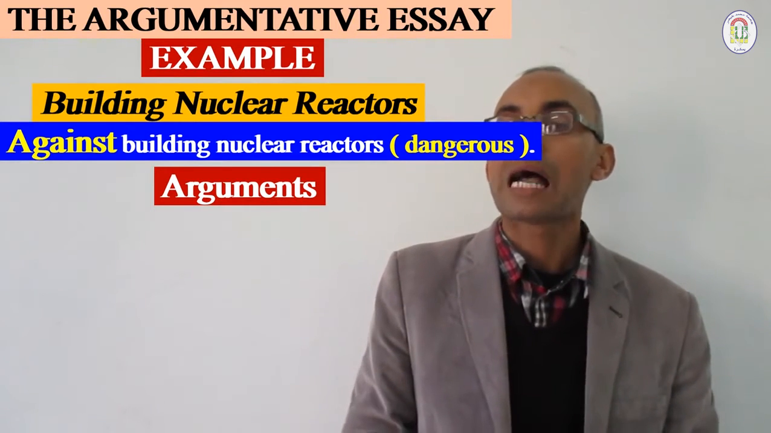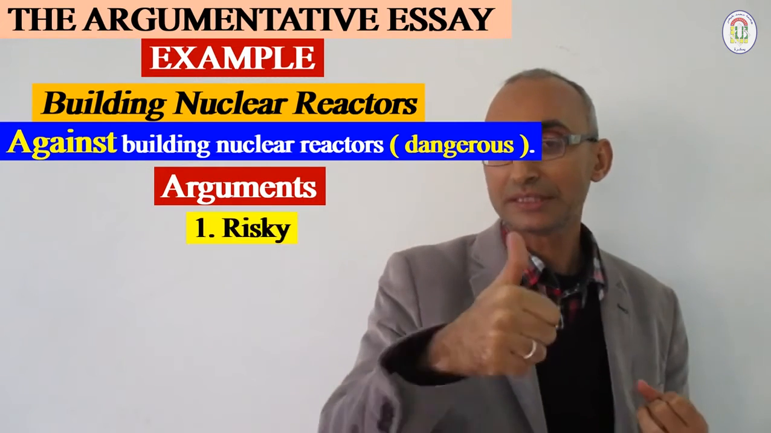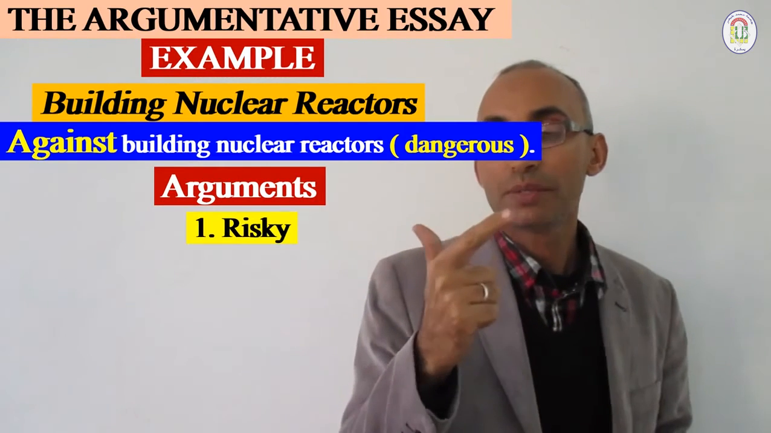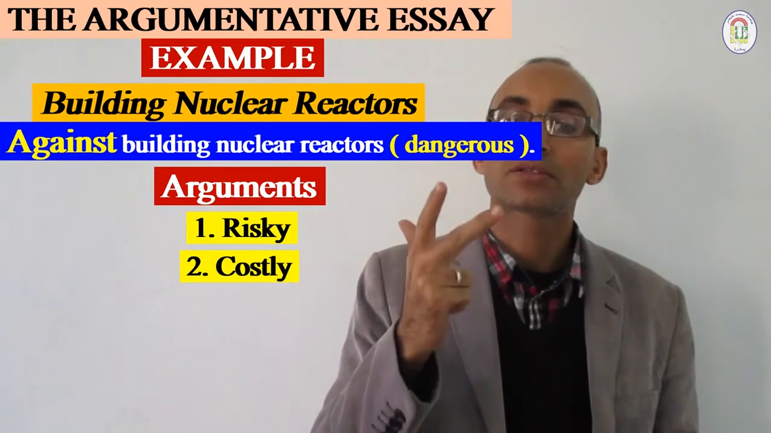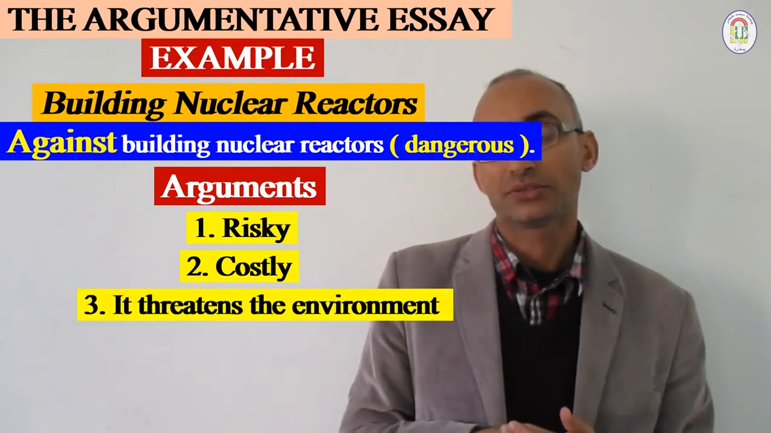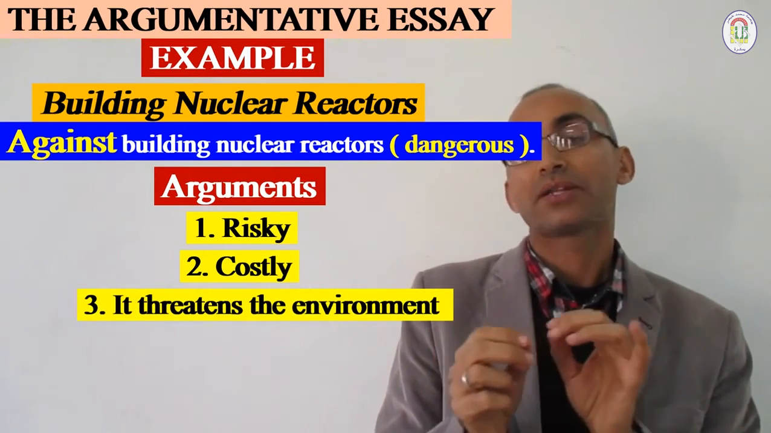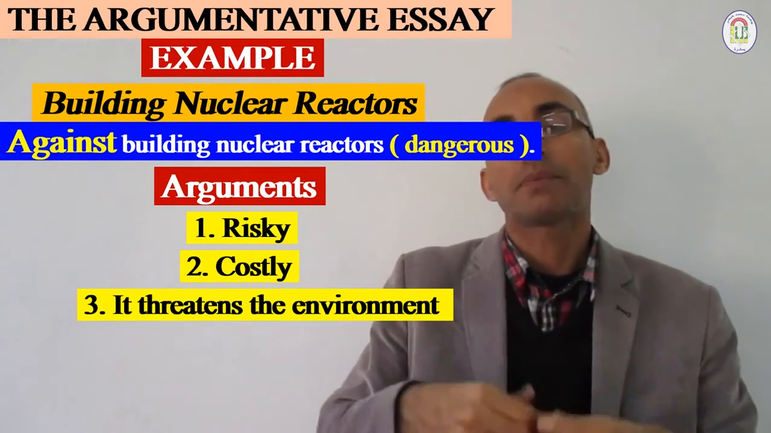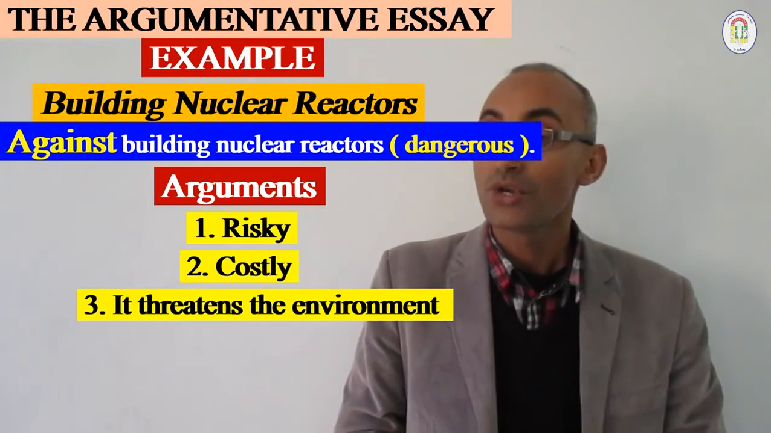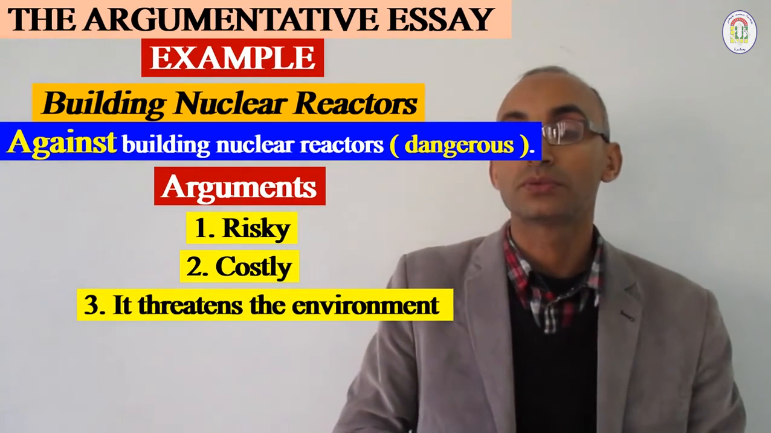So, I will choose that building nuclear reactors is risky. Number 2, costly, expensive. Number 3, it's a threat to our environment. So these I will use in my body paragraphs as my 3 major arguments. And of course explain them and detail them, provide examples and so on. Clear? Now, how about the other point of view?